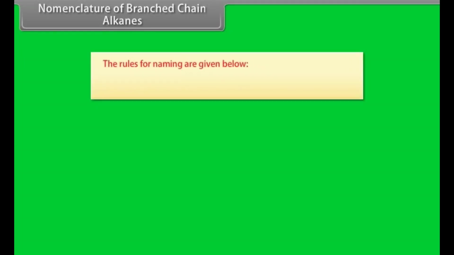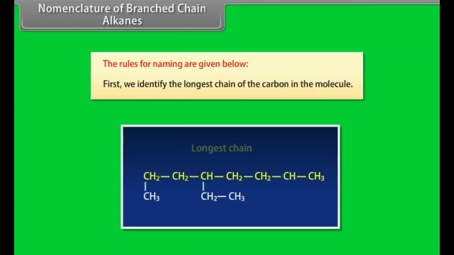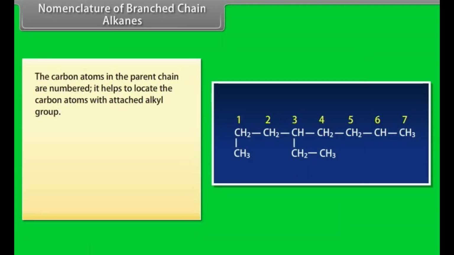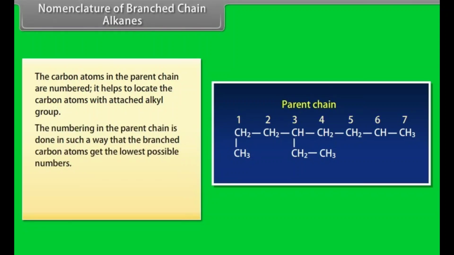Nomenclature of branched chain alkanes. The rules for naming are given below. First, we identify the longest chain of carbon in the molecule. The carbon atoms in the parent chain are numbered. It helps to locate the carbon atoms with attached alkyl groups. The numbering in the parent chain is done in such a way that the branched carbon atom gets the lowest possible numbers. That means the numbering in the given carbon chain is from left to right.